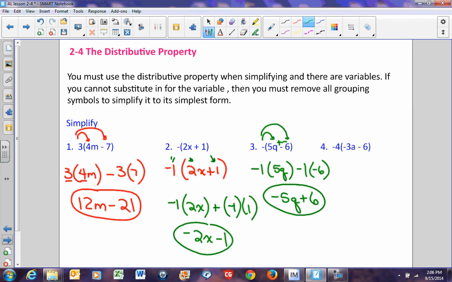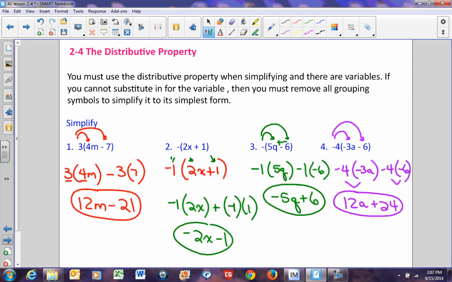Problem 4, again, we're going to distribute. If we take the negative 4 and multiply it by the negative 3a, and the negative 4 multiplied by the negative 6. So negative 4 times negative 3a, and then negative 4 times negative 6, because we want to add the opposite. This becomes positive 12a, because a negative times a negative is a positive. This becomes positive 24, because a negative times a negative is a positive, and that's our final answer.